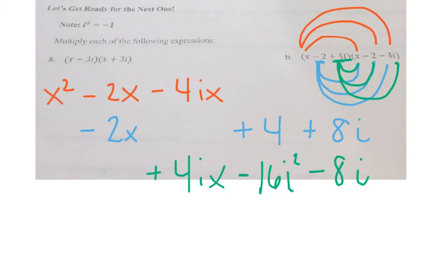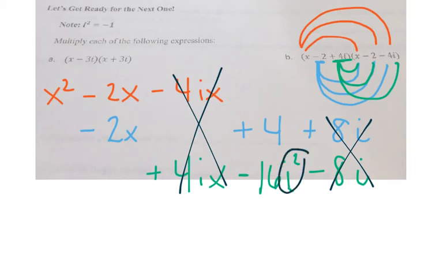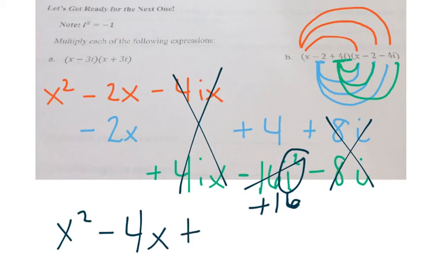So let's see all the things that cancel. Anytime I have opposites added together, they cancel. So here, negative 4ix plus 4ix, that cancels. Here, I have plus 8i minus 8i, that would cancel. And then remember that i squared is negative 1. So negative 16 times negative 1 gives us technically a positive 16. So now I can combine my like terms that remain, and I'm going to end up with x squared minus 4x plus 20.